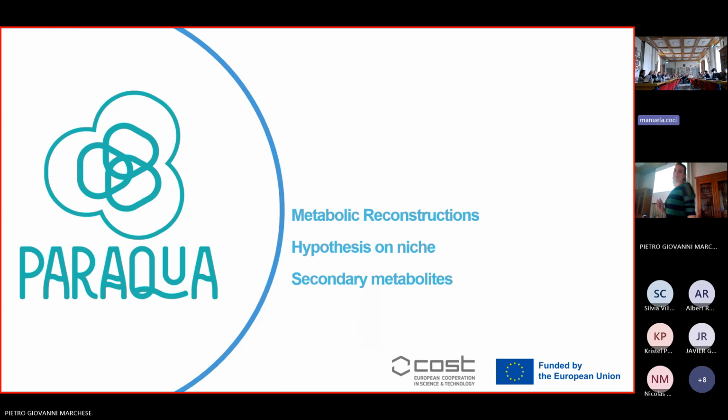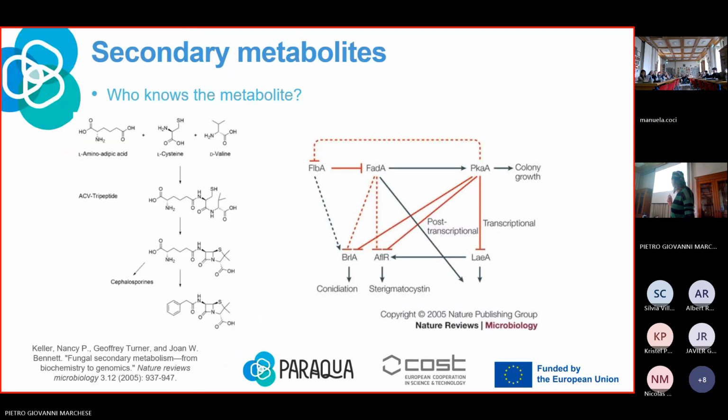Then another quite interesting use of whole genome sequencing, and for sure something Emanuele will speak more about later, is secondary metabolism. And it's probably also something that many of you, especially people that work with fungi, are interested in. So let's see if you know this. Which do you think is the metabolite that is made here? It's very famous. Any guess? Then I tell you. It's penicillin.